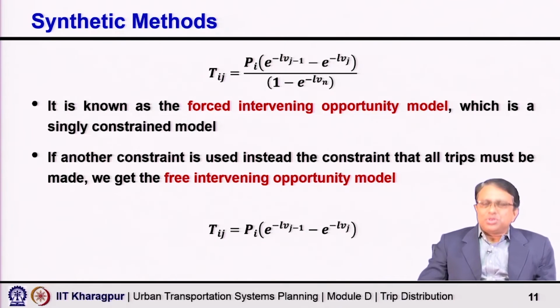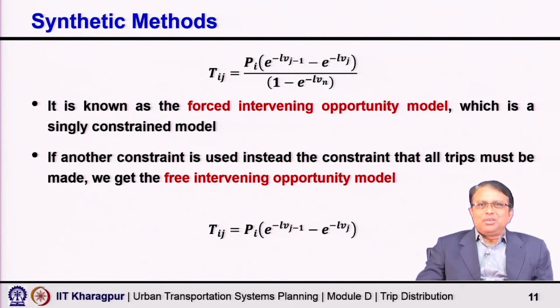So, this is a forced intervening opportunity model, which is a singly constrained model, production constrained. Because it is constrained, it has to match the production. So, you can also call it the forced intervening opportunity model. If you add another constant instead of the constant that all trips will be made, then you get the free intervening opportunity model.